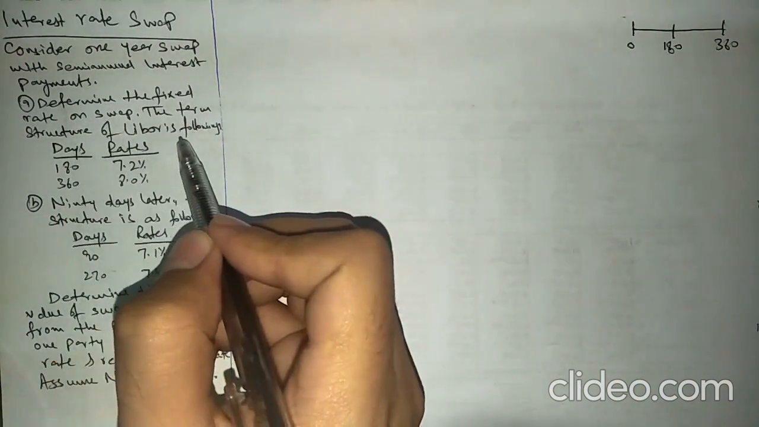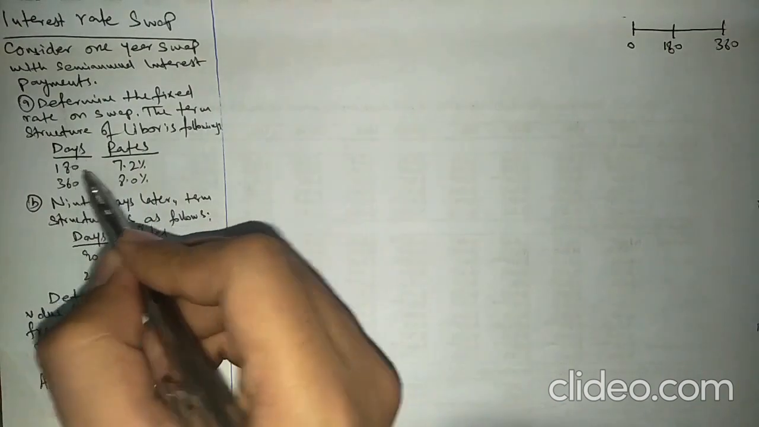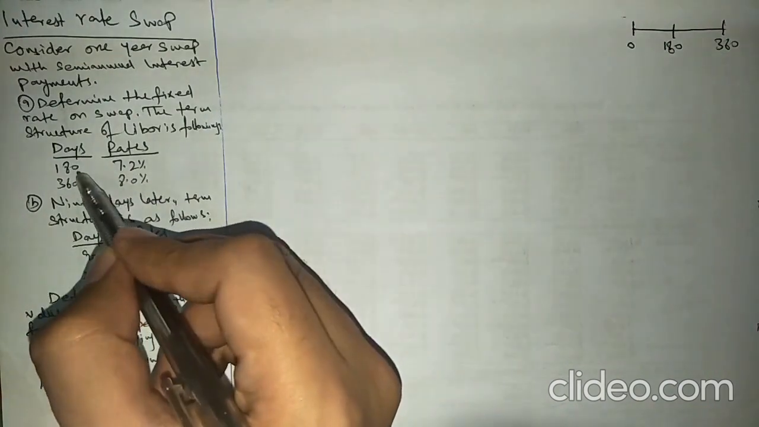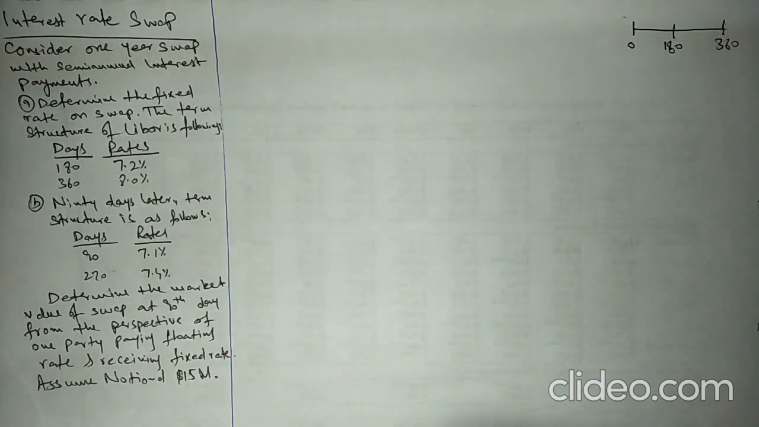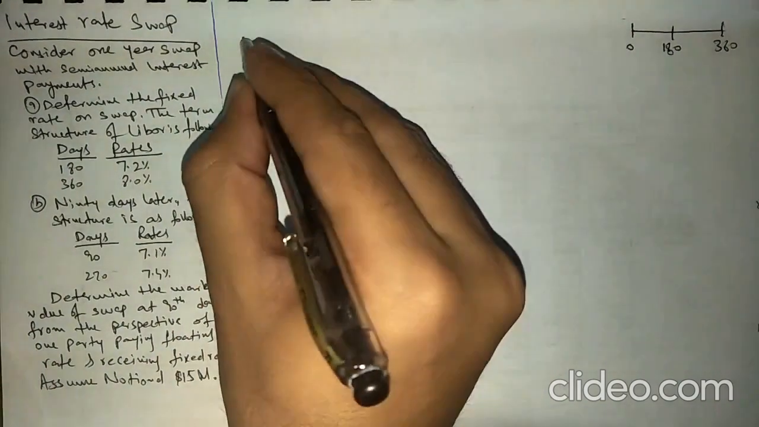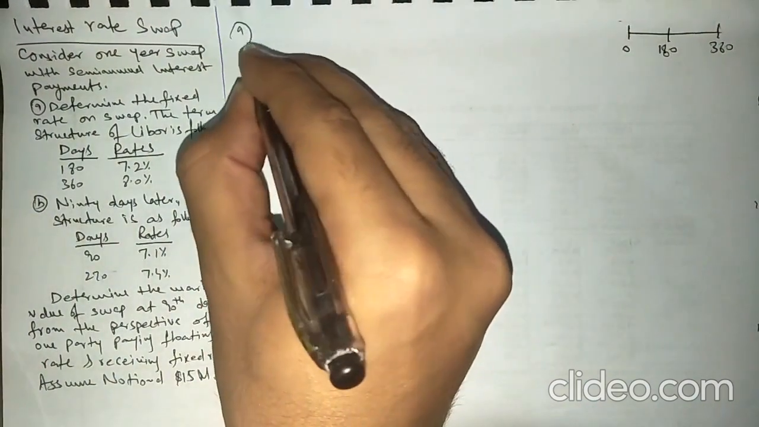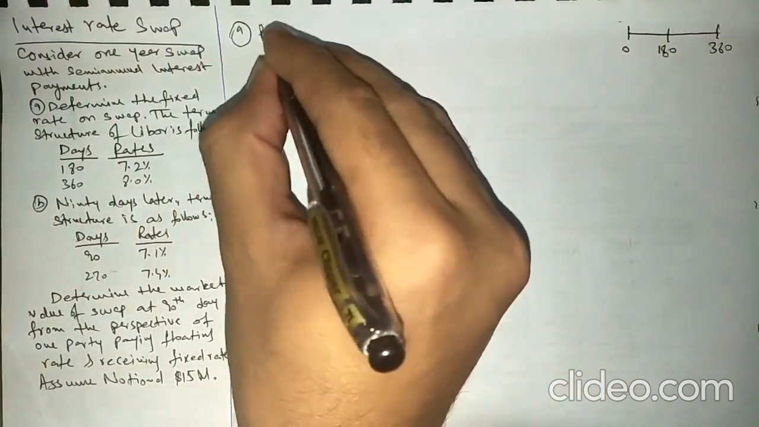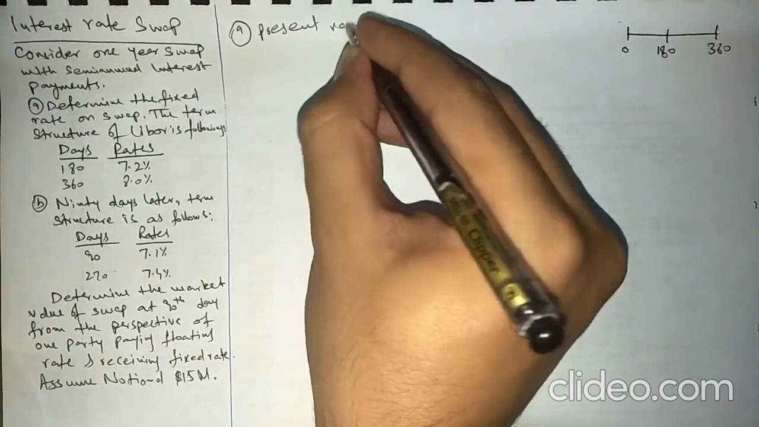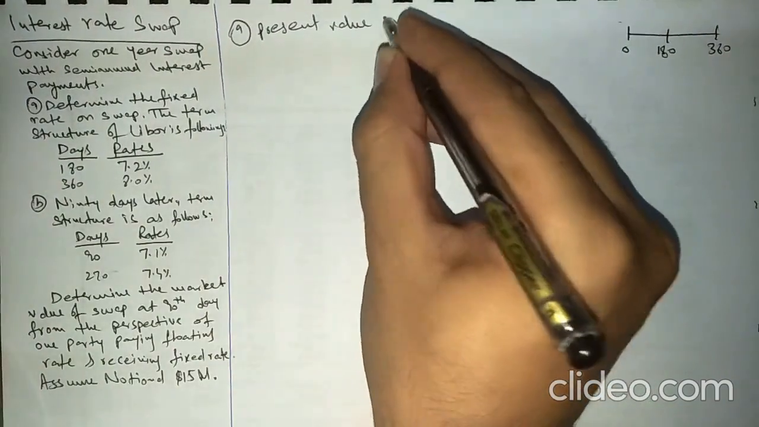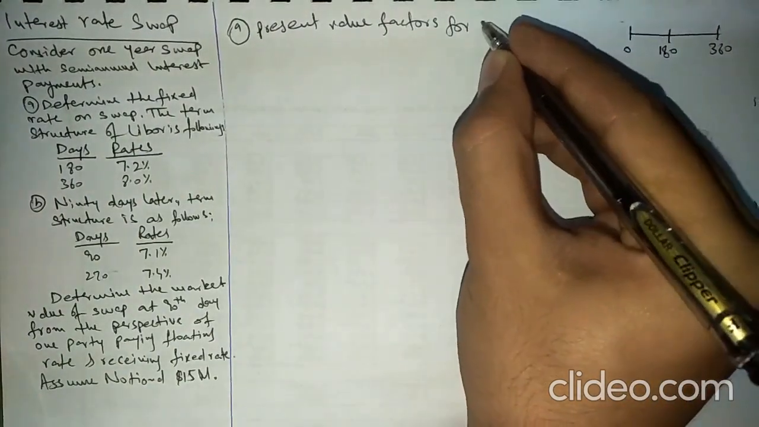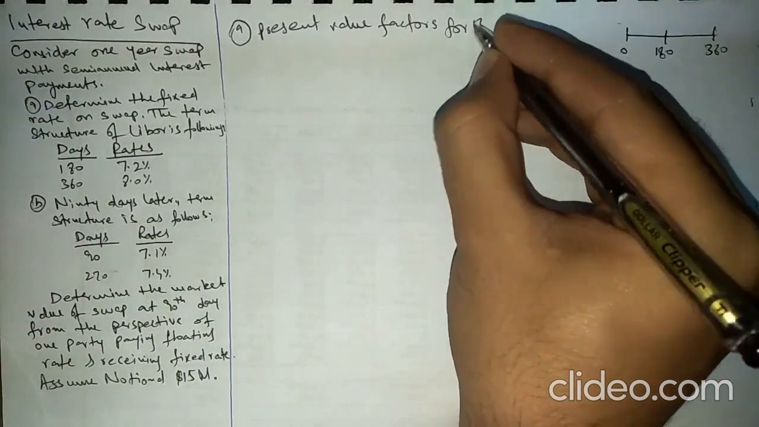The term structure of the LIBOR is as follows. For 180 days, LIBOR, the London interbank offer rate, is 7.2%, and for 360 days the LIBOR rate is 8%. Now first we calculate the price of the interest rate swap. To calculate the price of the interest rate swap, first of all we will calculate the present value factors for 180 and 360 days.